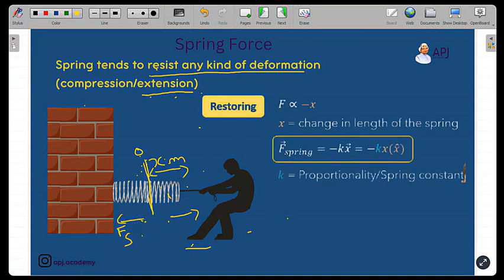Spring force acts in the opposite direction. If you are extending the spring outwards, the spring force will be applied inwards. If the spring force is inwards, the spring will come back to its natural position or its original length. ठीक है ना.